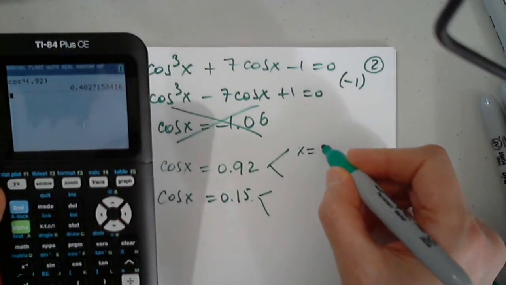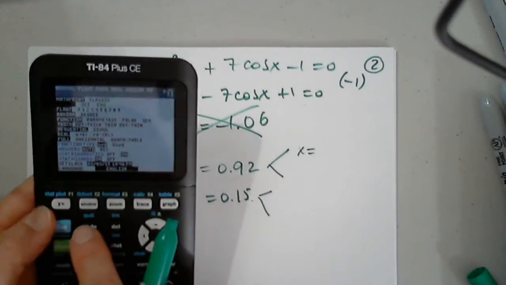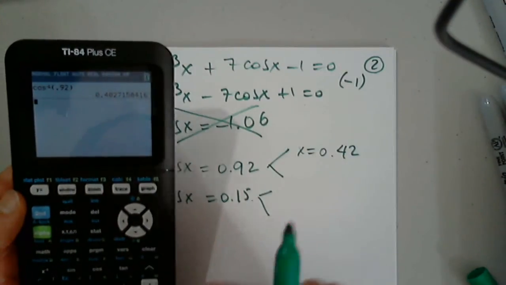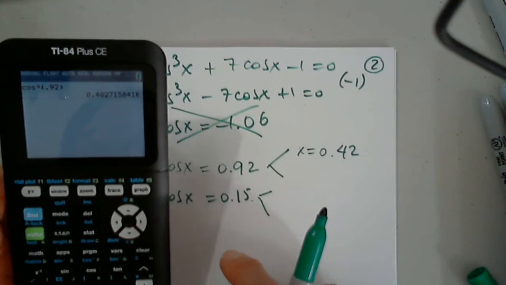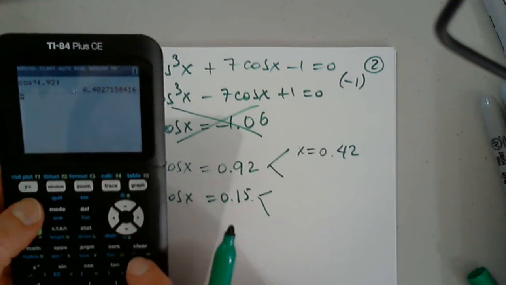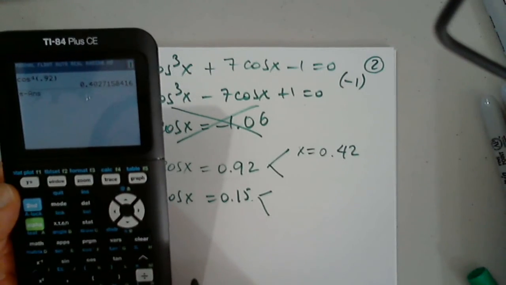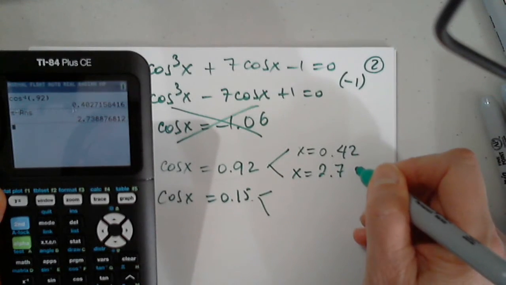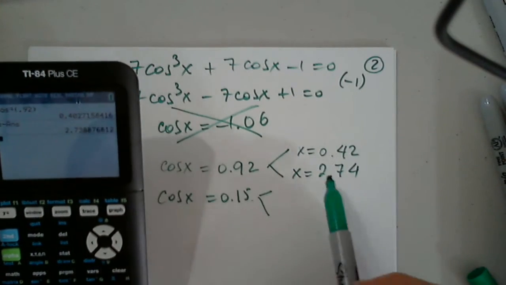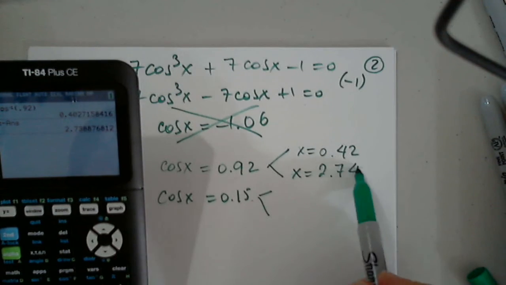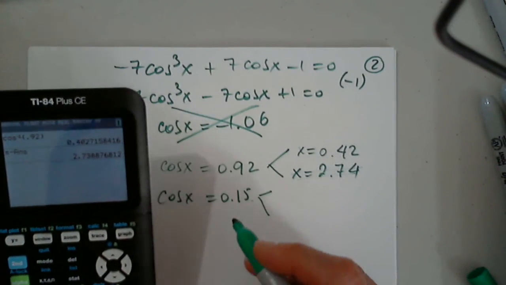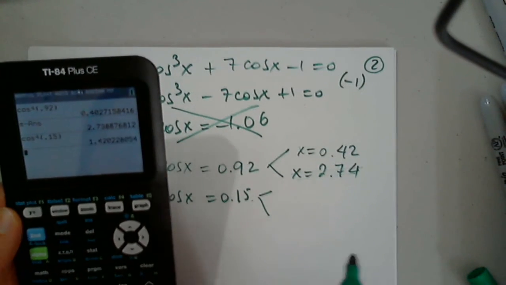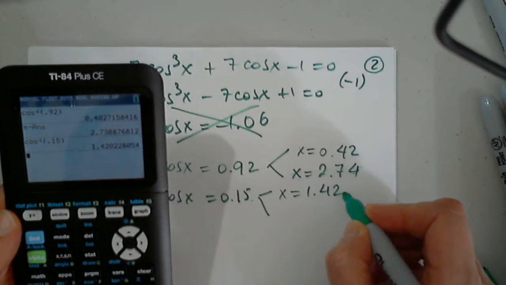So x equals, and let me make sure that I'm in radians. Yes, I am in radians. So 0.42 radians, of course. Now pi minus this is the other solution. X equals 2.74. But 2.74 is not between negative pi over 2 and pi over 2. Okay, now the other one with 0.15. So x equals 1.42.